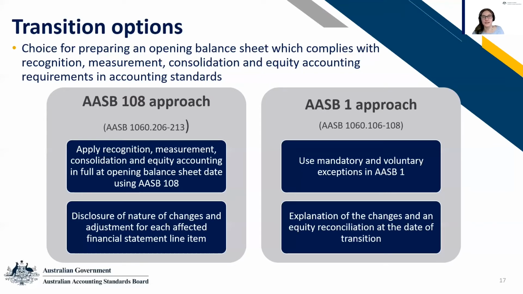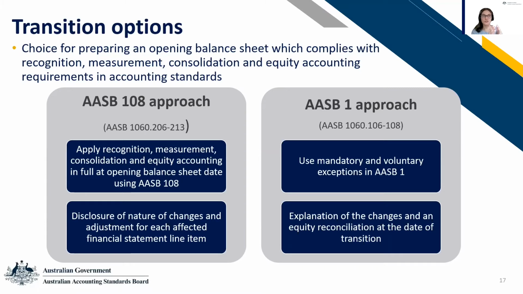AASB 108 is the standard that deals with accounting policies, change in accounting estimates and errors. And it's the standard that we've always been used to whenever we had to change an accounting policy, either voluntarily or we changed it due to an accounting standard. And what that standard says is for any change in accounting policy, you apply the new policy as if it's always been in play. So let's assume that I have got a balance sheet, a June year end, and my opening balance sheet is 1st of July 2020. At 1st of July 2020, I apply all of the standards as if I always have done.